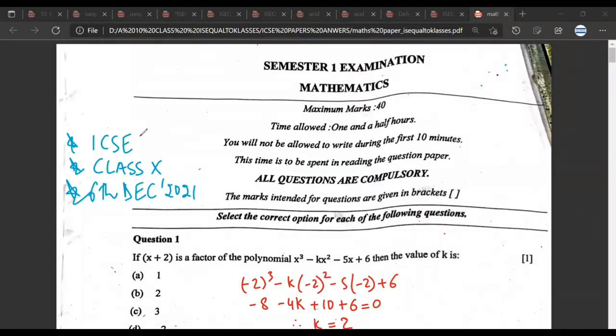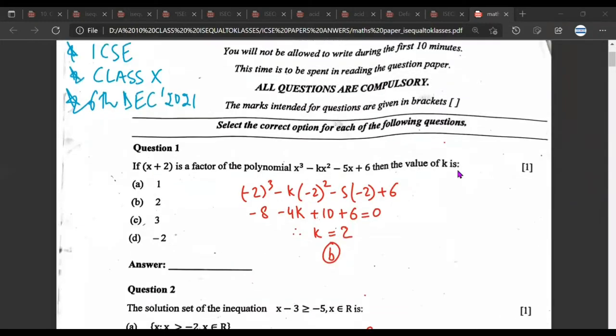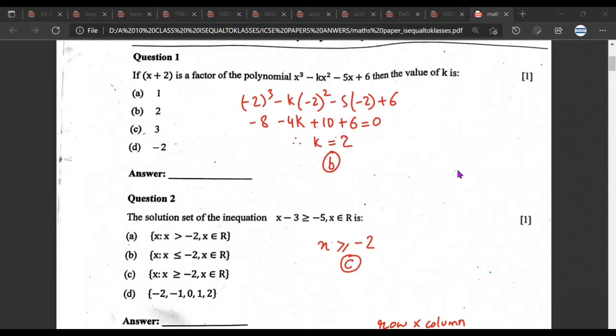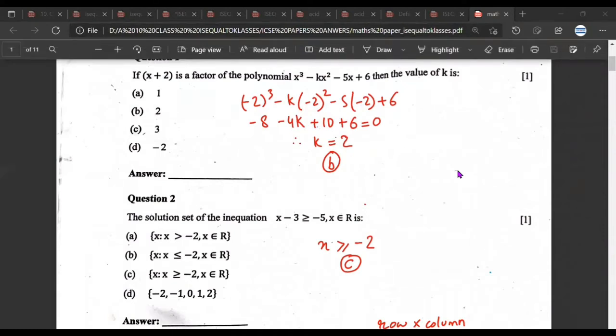So this is a short paper, ICSE class 10th, paper held on 6 December 2021, semester 1, the MCQ questions. We'll go through each of the questions in detail. You'll also find the answers. You'll also get a few shortcuts on how to solve these kinds of questions.